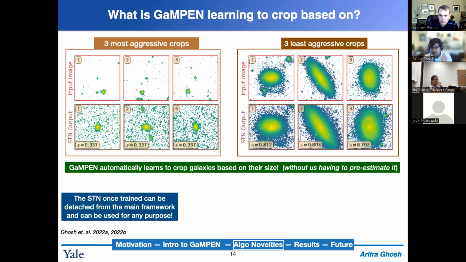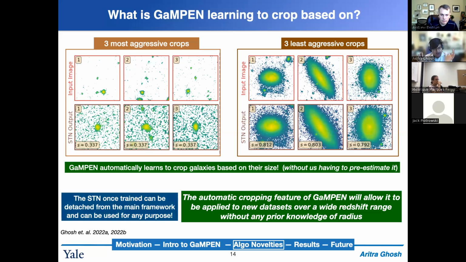A couple of things to note: once the STN is trained, it can be detached from the main framework. You don't have to use it for morphology classification anymore. You can use it for any task that you have. The automatic cropping feature of GaMPEN allows us to apply GaMPEN to datasets over a wider redshift range without needing to estimate the radius beforehand in any way. So hopefully you now have an understanding of how our cropping mechanism works.